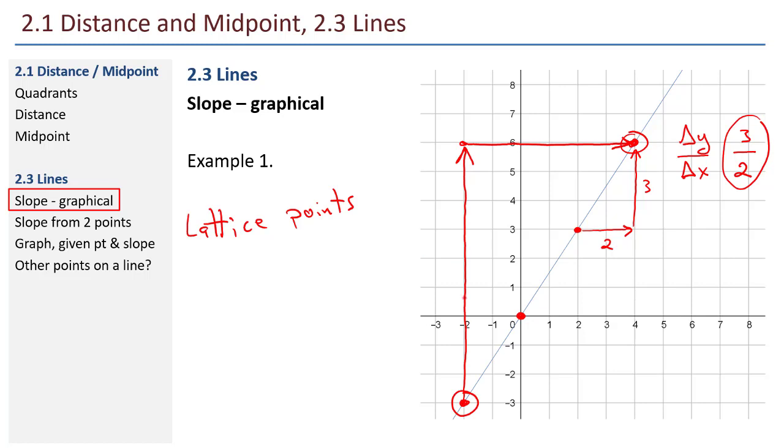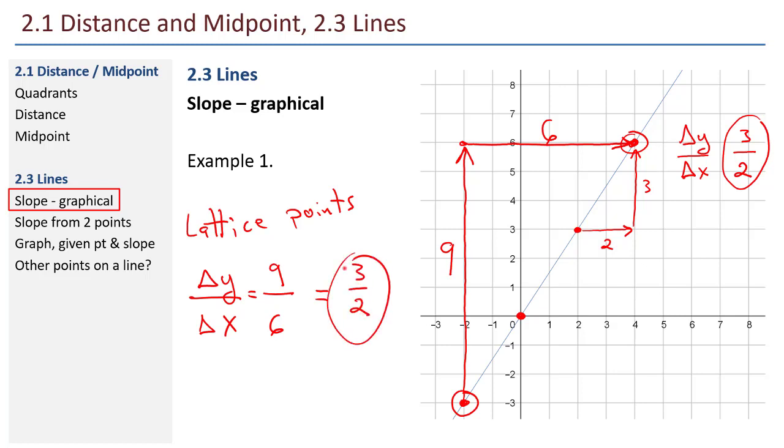My change in y, how far up did I move? It looks like I went up 9 units, so change in y was 9. How much was my change in x? I went across 6 units. So change in y divided by change in x is 9 over 6, and when I simplify that, 9/6 reduced becomes 3/2 again. So any 2 points that I use, if I figure out the change in the y coordinates divided by the change in the x coordinates, that's what gives me the slope of the line.